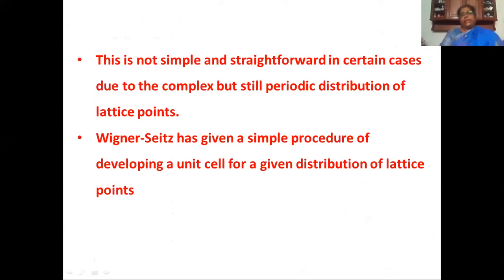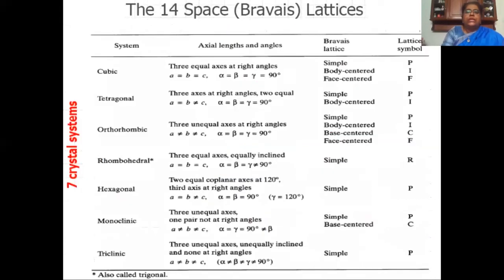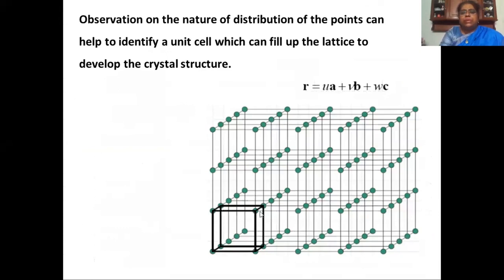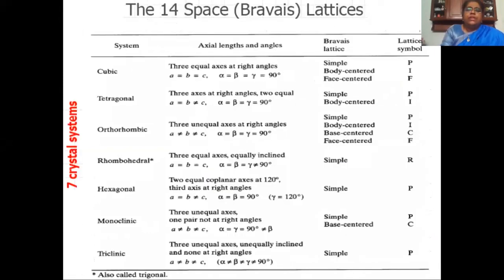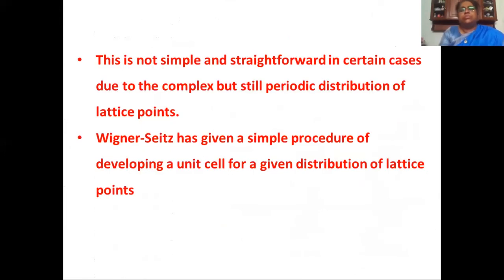Now, the point is, the picture I showed you earlier looks so simple, and the distribution is pretty much periodic just by looking at it. So it is easy for us to identify a unit cell which, when repeated, would produce the crystal structure. But if the points are not so simple and there is scattering of points, the points are there, but it is not trivial. You are not able to identify a unit cell just by looking at it, but still there is periodicity.